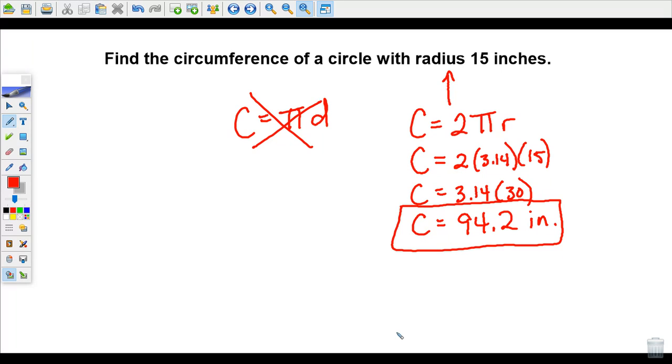Hope that helps you find the circumference of a circle given the radius or given the diameter.